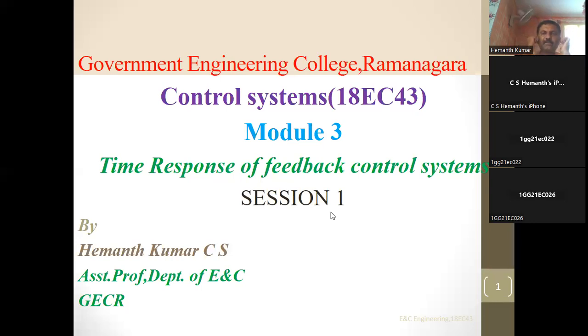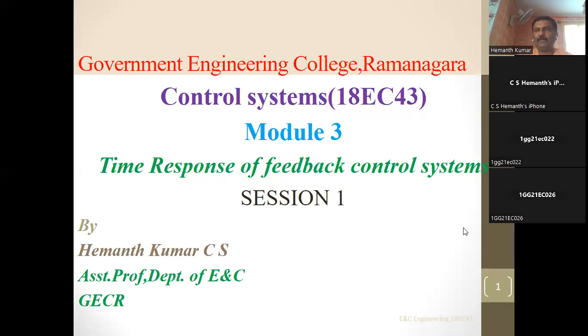Now, the session is concerned with module 4, which is the time response of feedback control system. So far, with the control system, we had the discussion concerned with the basic concepts of control systems: what is a control system, classification of control systems, then mathematical modeling of control systems, mathematical modeling of the electrical system.